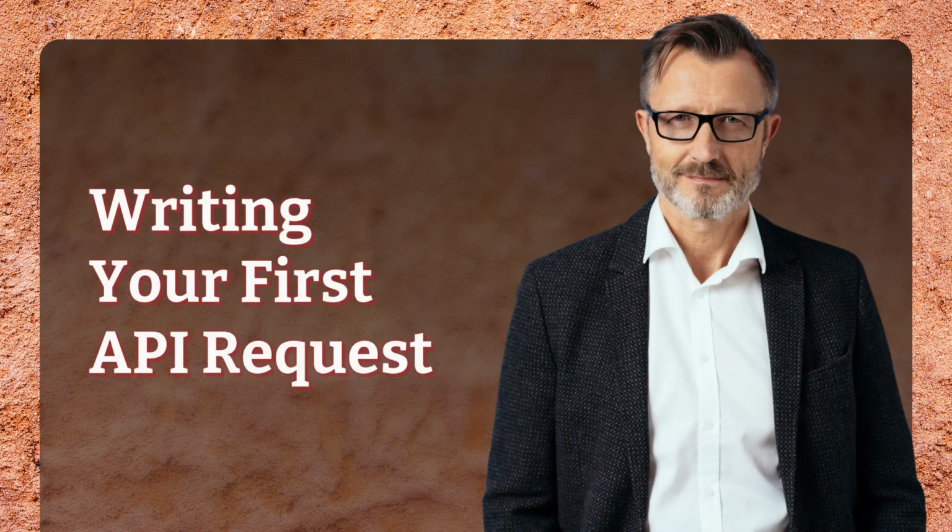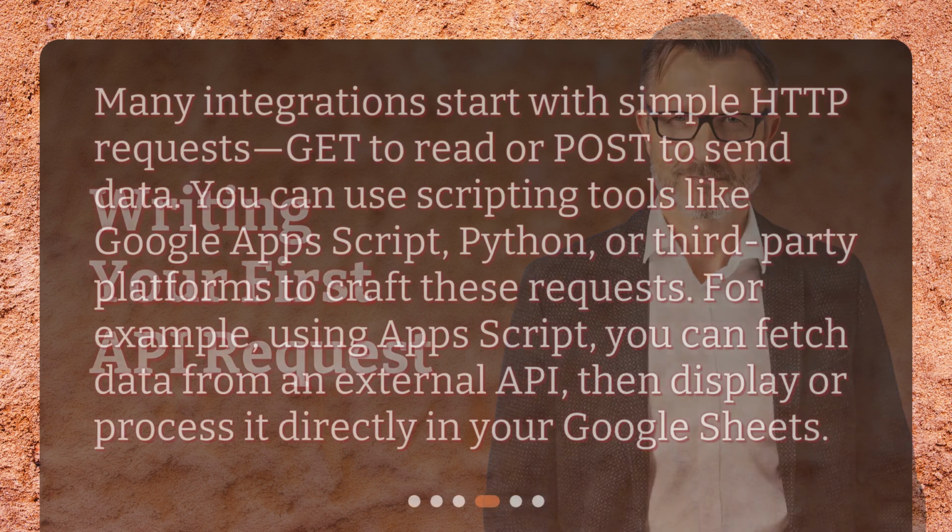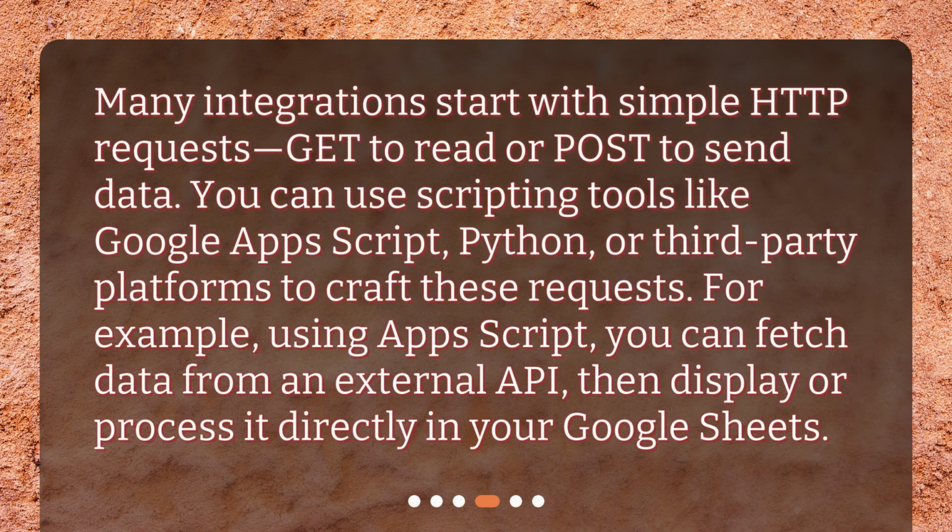Writing your first API request. Many integrations start with simple HTTP requests, GET to read or POST to send data. You can use scripting tools like Google Apps Script, Python, or third-party platforms to craft these requests. For example, using Apps Script, you can fetch data from an external API, then display or process it directly in your Google Sheets.